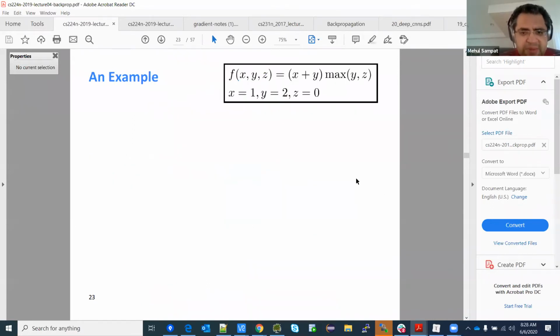I like these examples because they finally helped me a lot, and I hope I can explain it well. My function is a function of three variables, X, Y, and Z. It's broken up as follows: X plus Y, times max of Y comma Z. To compute the values, he gives specific values: X equal to 1, Y equal to 2, and Z equal to 0. So what does this look like?